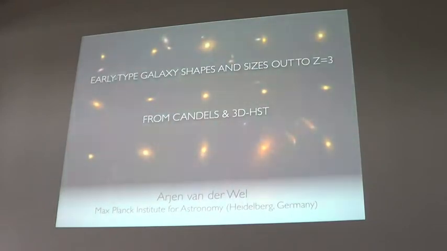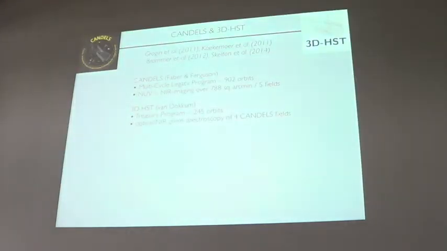Alright, so the two surveys I'm going to talk about, there's one slide on the data. First of all, CANDLES. It's the largest HST program ever conducted. It's a large imaging survey of 5 different fields, 900 square degrees, from the near UV to the near infrared. I'm focusing on the near infrared part because I'm interested in the rest frame optical structure of galaxies out to redshift 2 and 3.